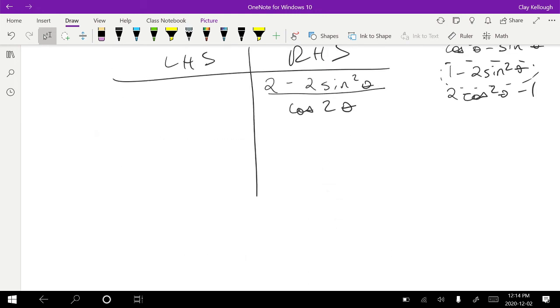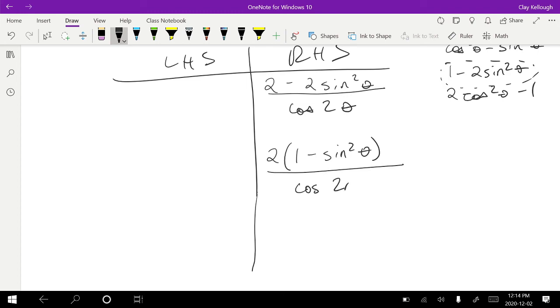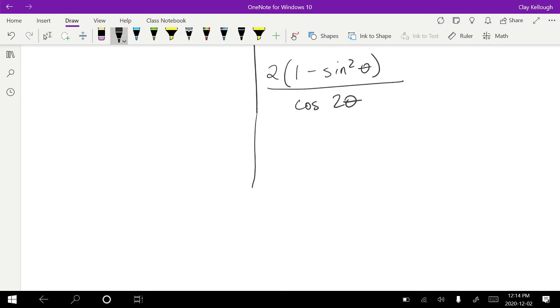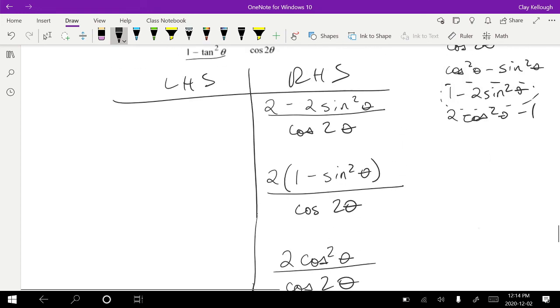Okay, so like I was saying, I think I might change cos 2 theta. First, I'm going to factor this. So that's 2 times 1 minus sine squared theta. Actually, maybe before I change this, I'm just going to make sure that's what I want to do. Because now I have 2 cos squared theta over cos 2 theta. Now there's people who might go, oh, you can cancel those. No, you can't. This is a theta, this is a 2 theta. Those are not like terms. They don't divide each other. They're not the same number. But now again, let me go back here.